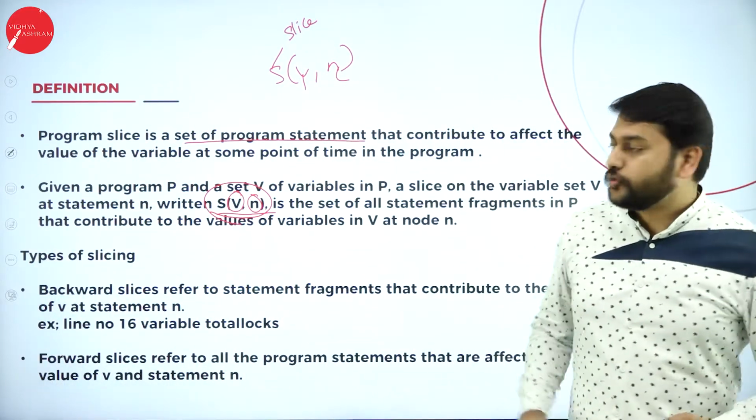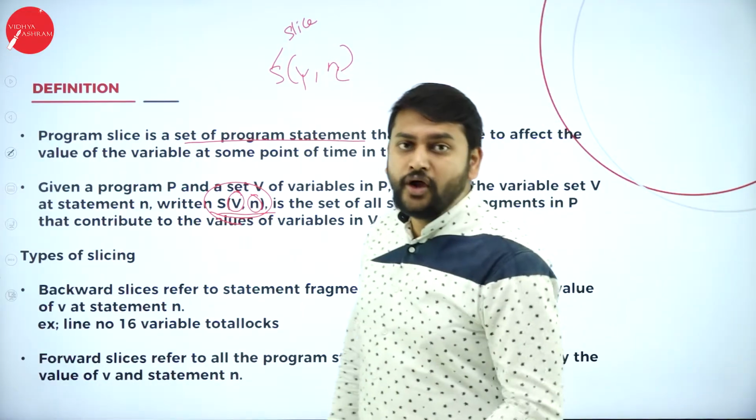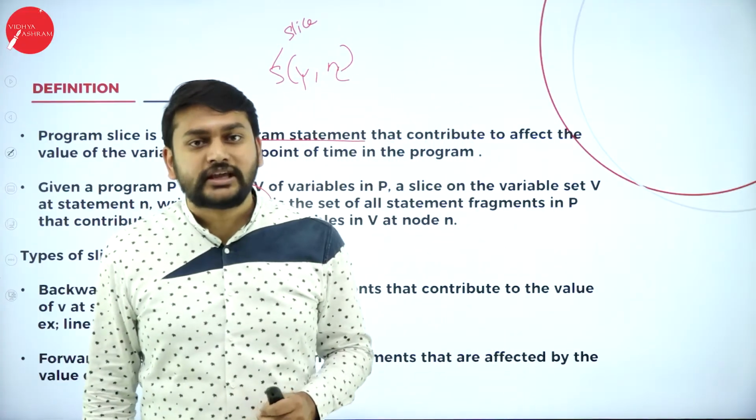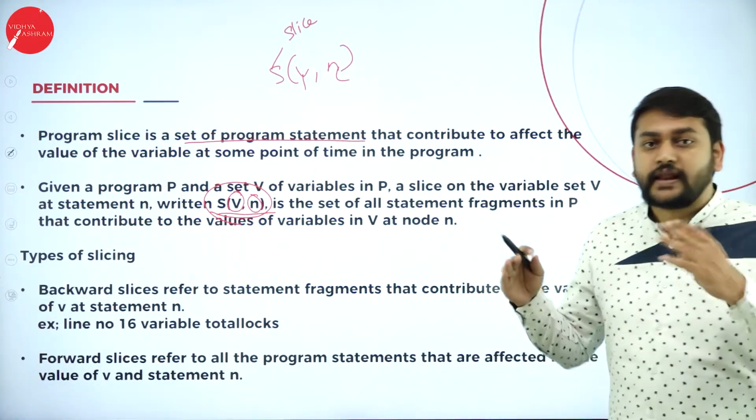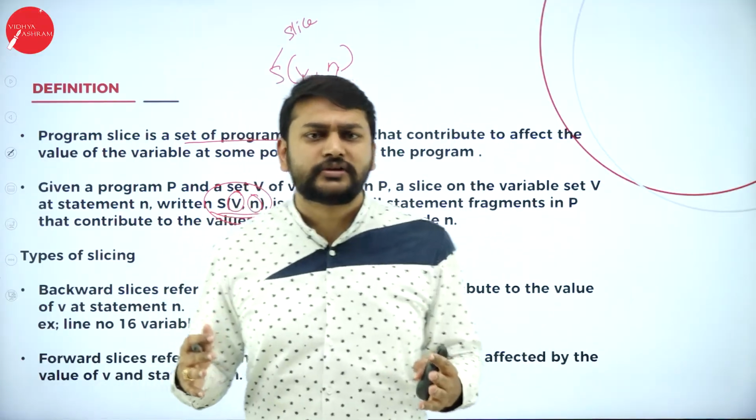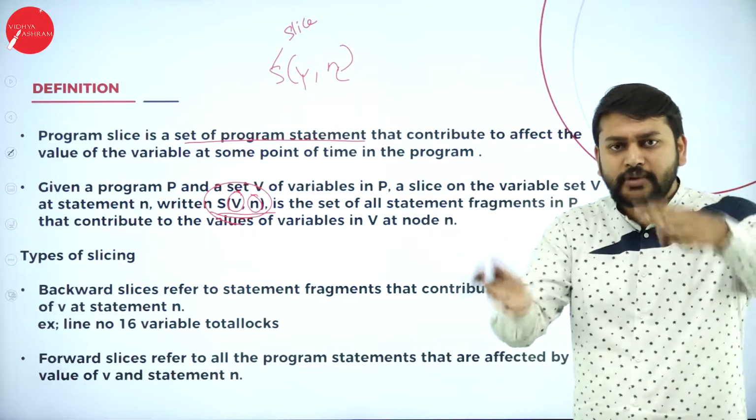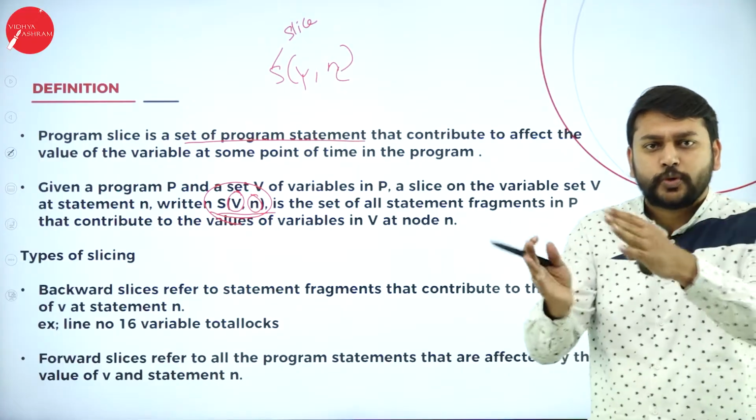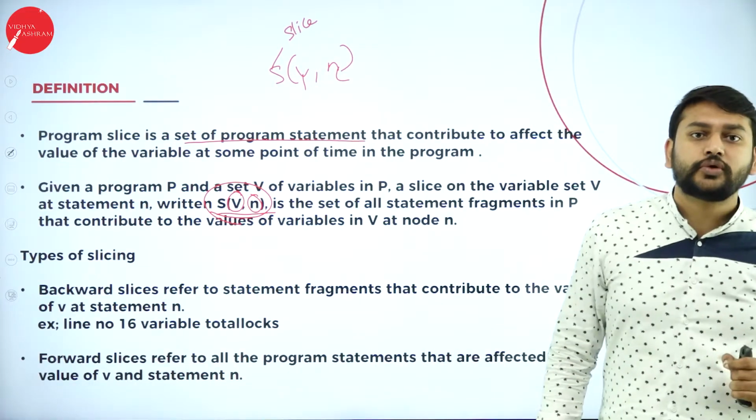Alright, so we have understood this. When it comes to the types of slicing, we have two different types. The first one is backward slicing, and the next one is forward slicing. Sir, what exactly are backward slicing and forward slicing about? Slicing means I have a program, and I break it down into small pieces based on the variable value change. That's what you need to understand.